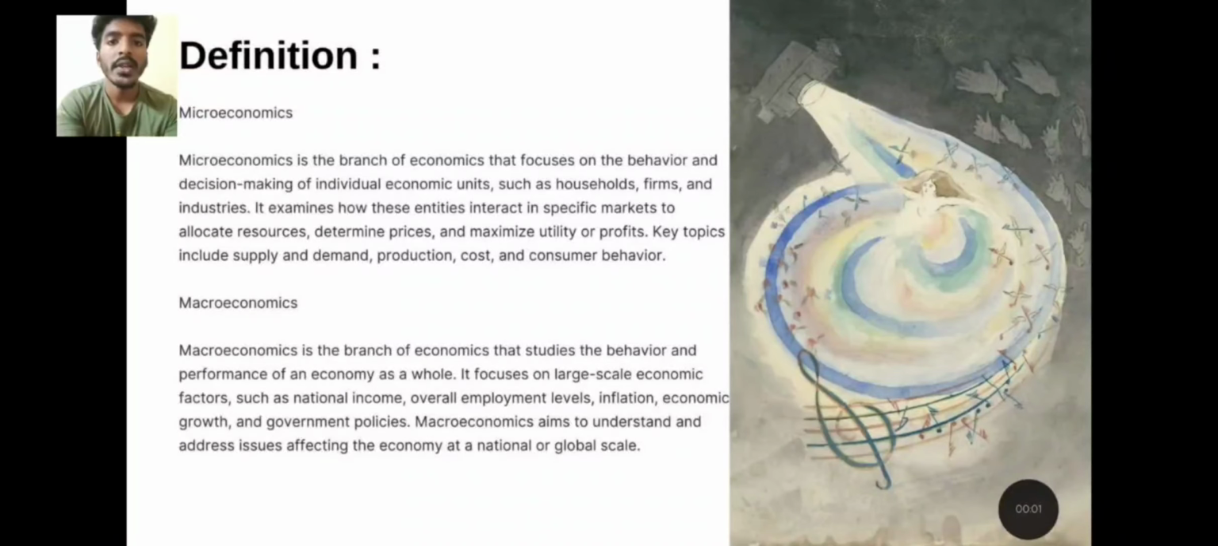So, before getting into the topic, let me explain the definition of microeconomics and macroeconomics. Microeconomics is the branch of economics that focuses on the behavior and decision making of individual economic units such as households, firms, and industries. It examines how these units interact in specific markets to allocate resources, determine prices, and maximize utility or profits. Key topics include supply and demand, production, cost, and consumer behavior.